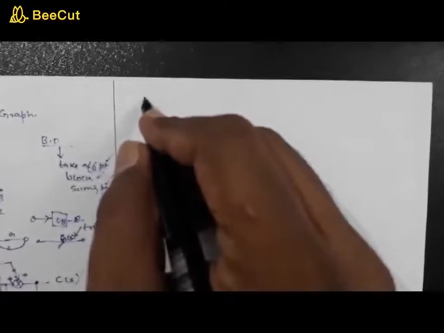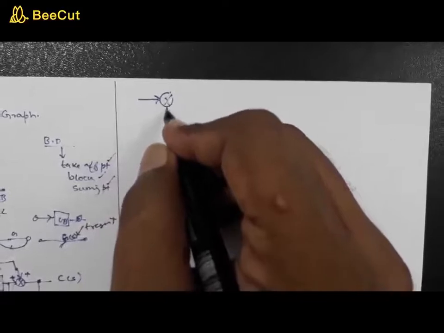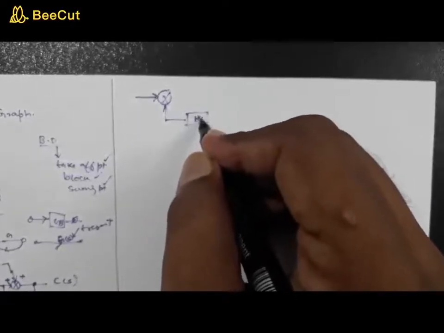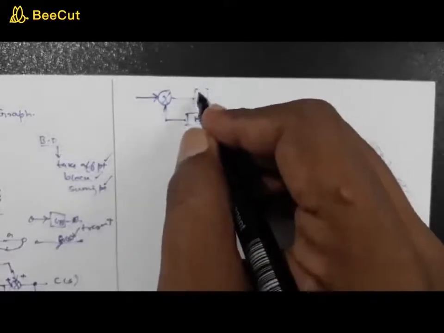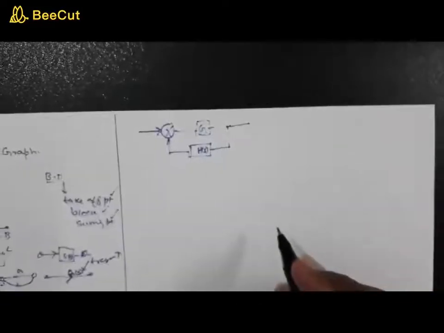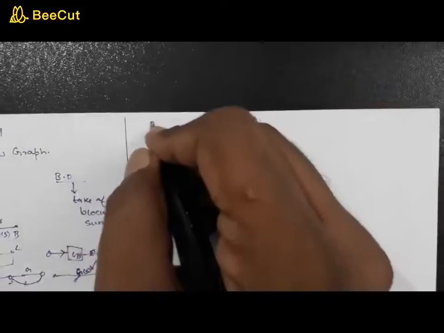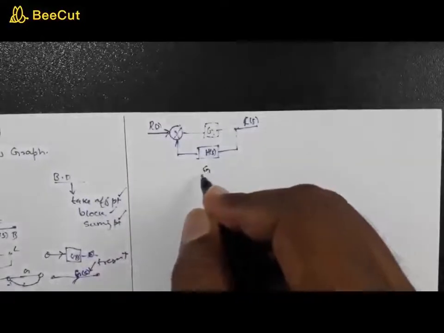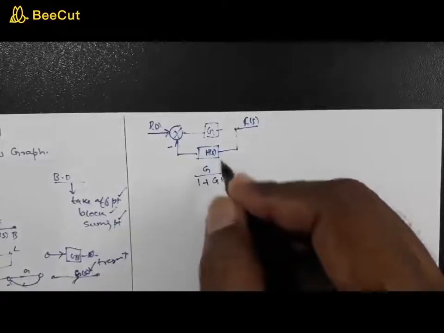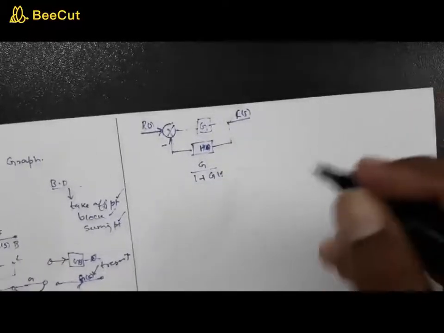For that, I'm just considering a simple closed loop path, closed loop transfer function. That is H(s), and you have G(s) here. This is a simple block diagram. We all know this is equal to C(s) over R(s), whose transfer function we know as G by 1 plus GH, since this is minus. Assume this as H. So this is C(s) by R(s).